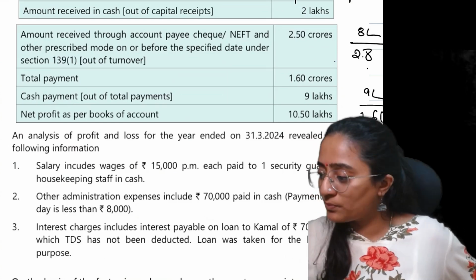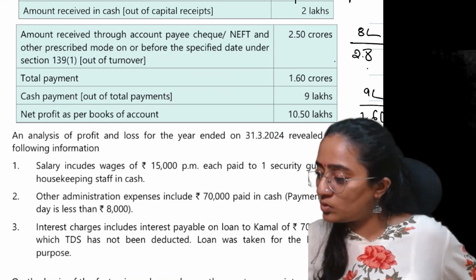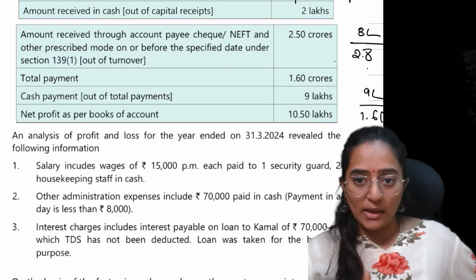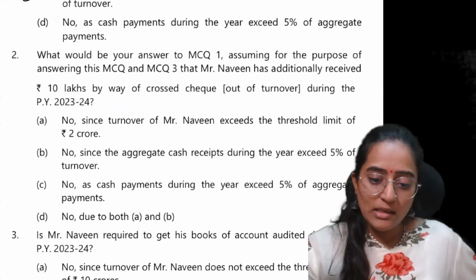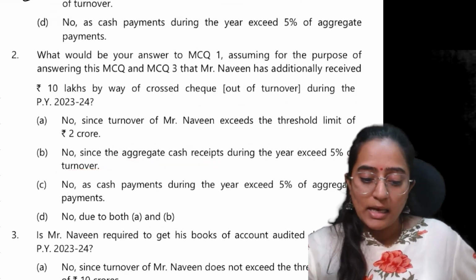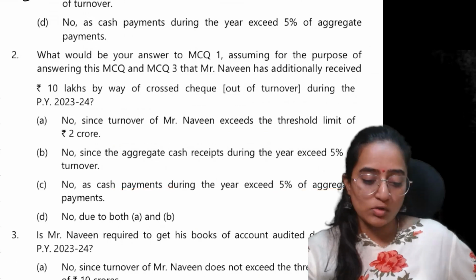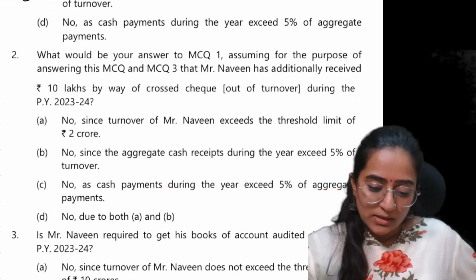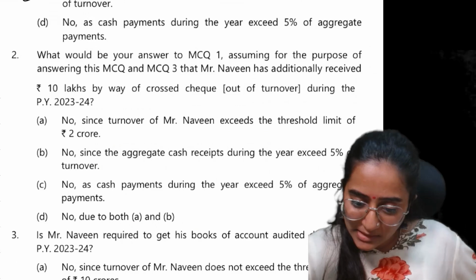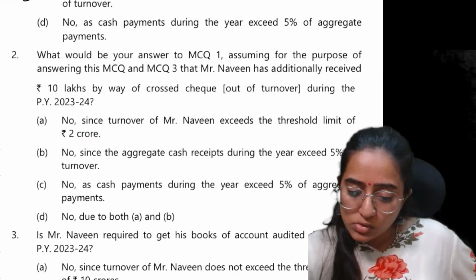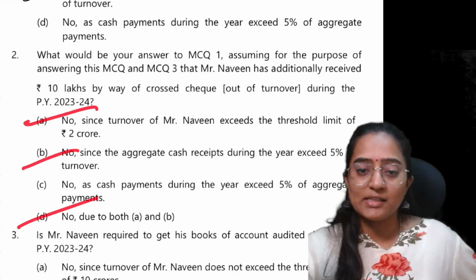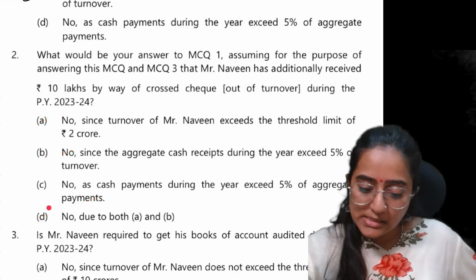9 lakh divided by 1.6 crores. How much would you get? You would get 5.625%, which is in excess of 5% over here. Since the aggregate cash receipts exceed 5% of the turnover, and the cash payment during the period exceeds 5% also, hence this point A and B, because it exceeds the threshold limit of 2 crores, and also during the period exceeds 5% of the turnover, these two would become the option, that is option D. People, option C is correct only.